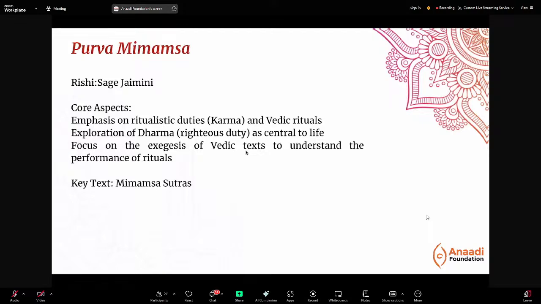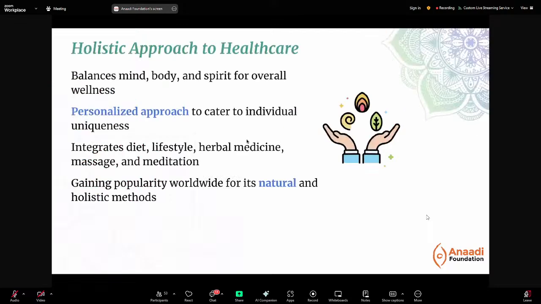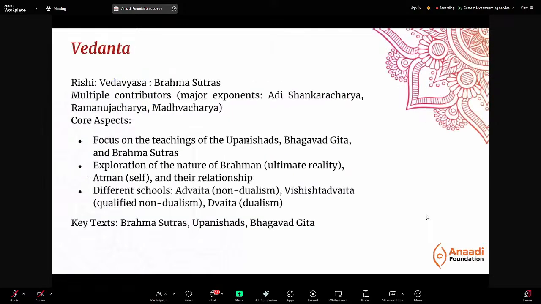And then you have one more darshana, which got missed out. Sorry, here it is: Vedanta. Vedanta is Veda Vyasa. Brahma Sutras are the text. Multiple contributors to Vedanta: Adi Shankaracharya, Advaita; Ramanujacharya, Vishishtadvaita; and Madhvacharya, Dvaita.